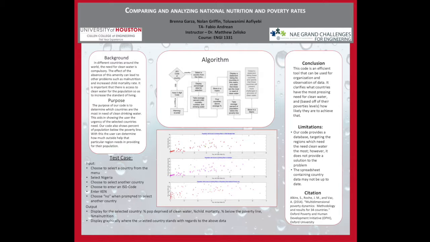I would now like to speak on the limitations of our code. 1, our code is a database, a source of information which does not actually provide any water to any inhabitants of any country. 2, our spreadsheet may not be up to date since the source of information is a website based off of 2014. 3, our code only outputs information for 104 countries versus all the other countries that exist in the world.